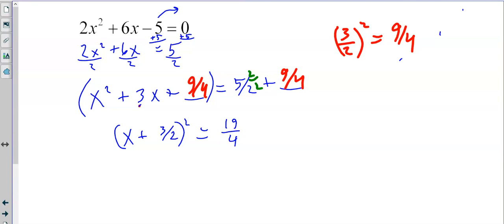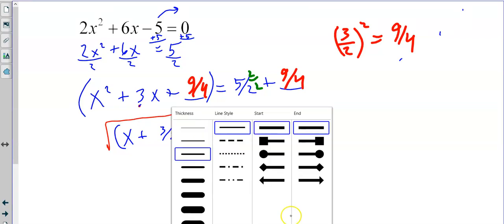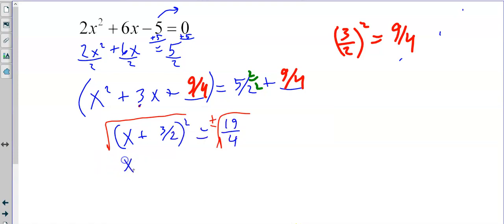Okay, so now we're going to take the square root of both sides, right? So we're going to take the square root of this side, take the square root of this side. Don't forget plus or minus. And let's see what happens here. So we get x plus 3 halves, that's not too bad, equals, take the square root of that. So it'd be plus or minus square root of 19 in the numerator. And I'm going to go ahead and simplify the denominator. Square root of 4 is really just 2, so it's square root of 19 over 2.